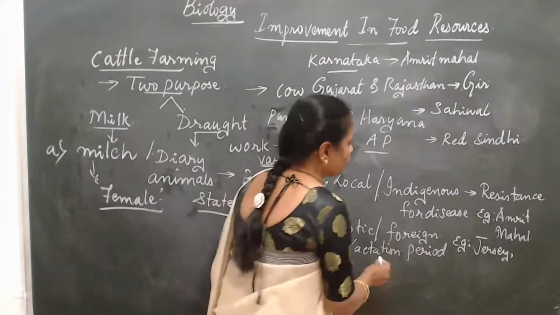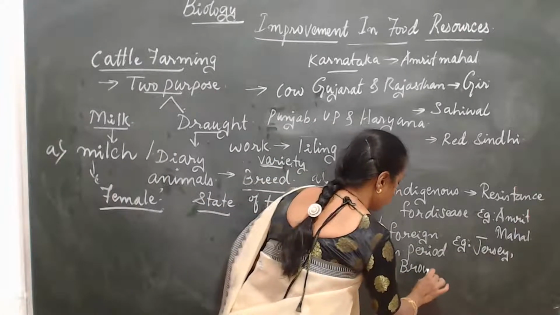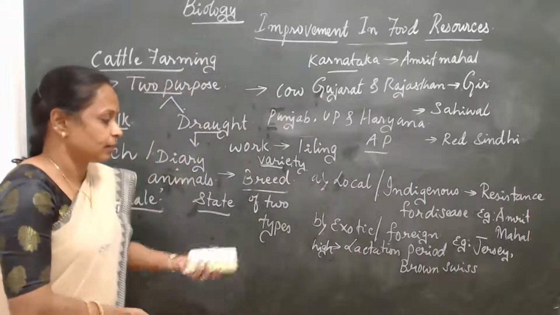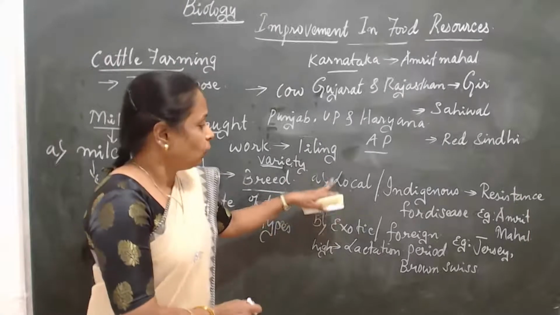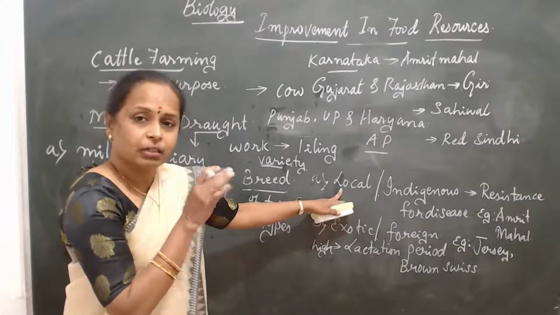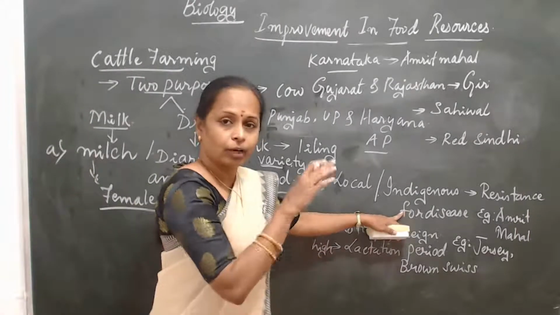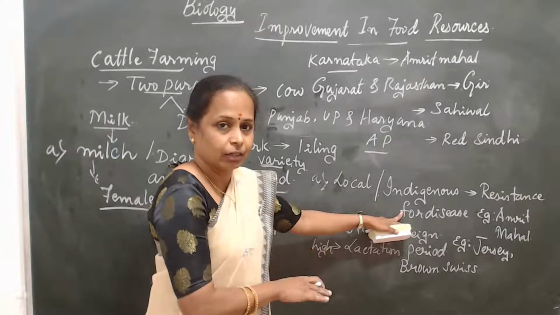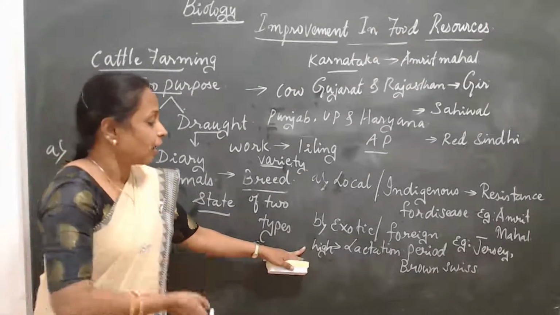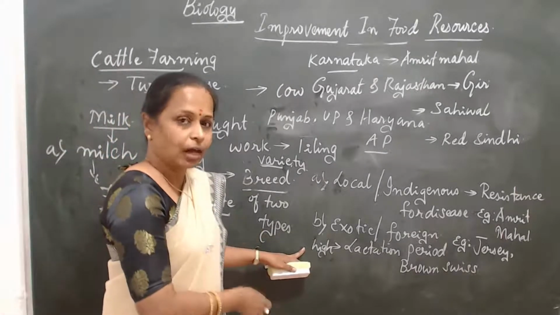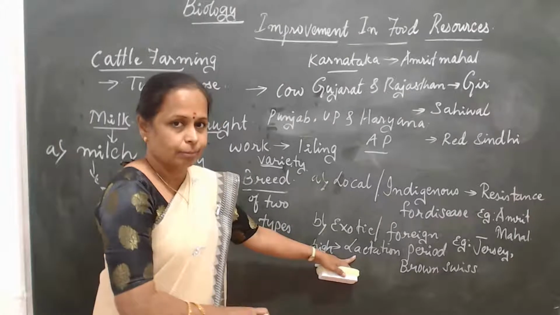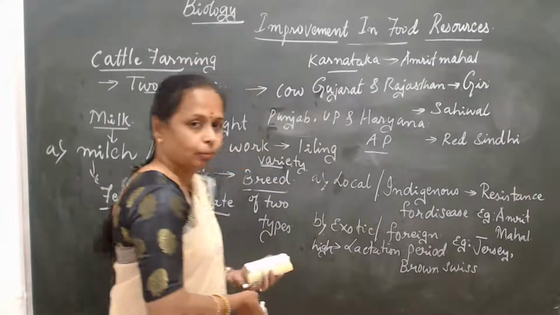Apart from Jersey, you have one more variety that is called Brown Swiss. You can remember that as another Swiss breed. So you have to remember the difference between the local breed and the exotic breed. Local breeds produce milk and are capable of adjusting themselves to a particular area. Exotic breeds are brought from different places to our state or our country mainly because they have high production or a high lactation period. So Jersey and Brown Swiss are pure exotic breeds.